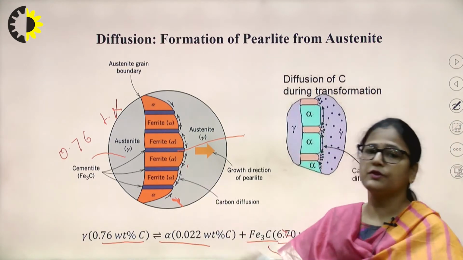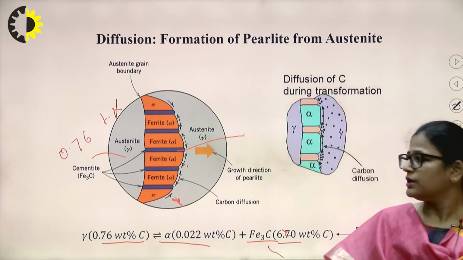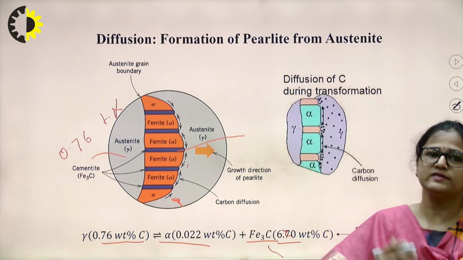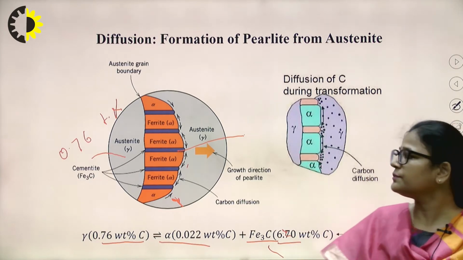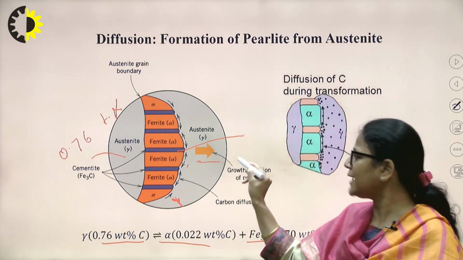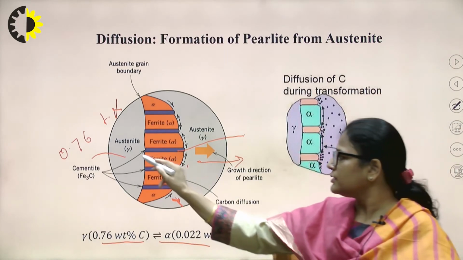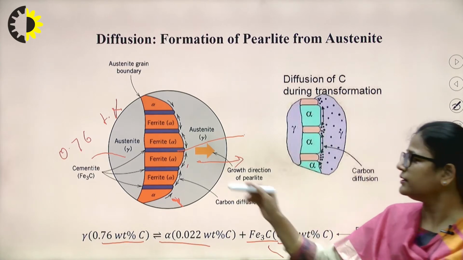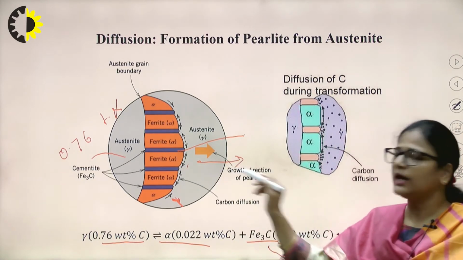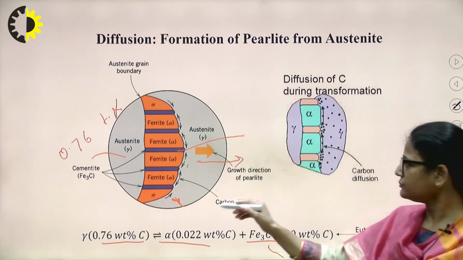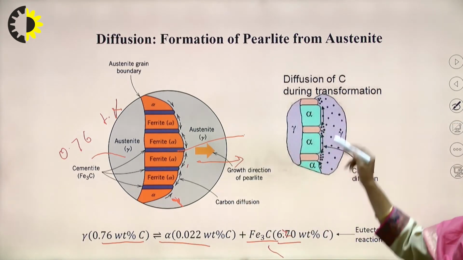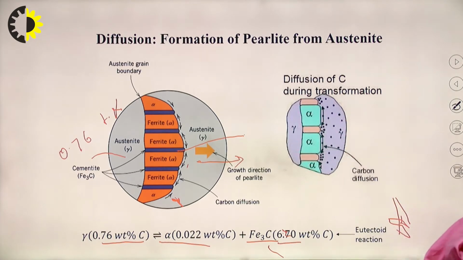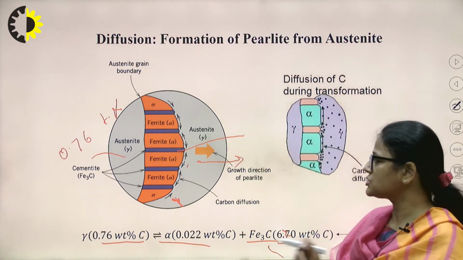So carbon diffuses only a minimal distance. That's why the layered structure is formed. Alternate layers of ferrite and cementite are formed because of this diffusion process. So this is the growth direction of the pearlite. Pearlite forms from this direction below the eutectoid isotherm line, and it extends into the austenite grain structure like this. So this is the diffusion of C during transformation. Carbon diffuses here. These dots are showing the diffusion of carbon into the austenite grain.